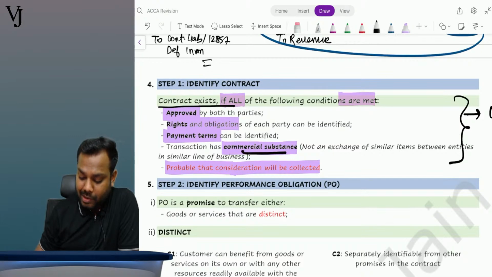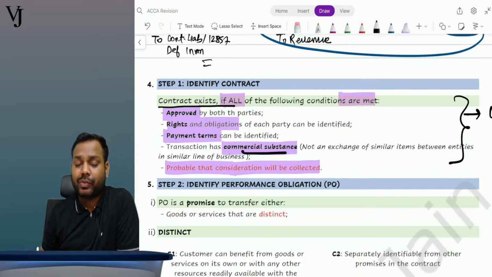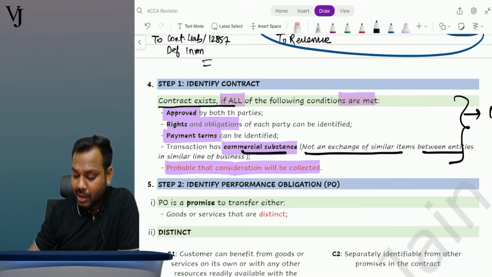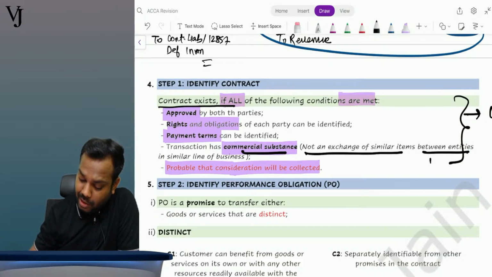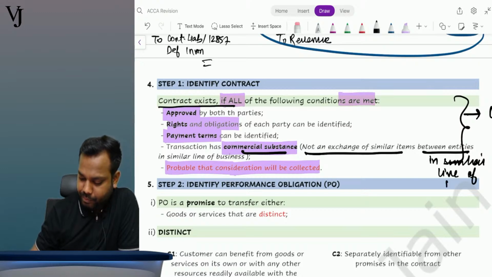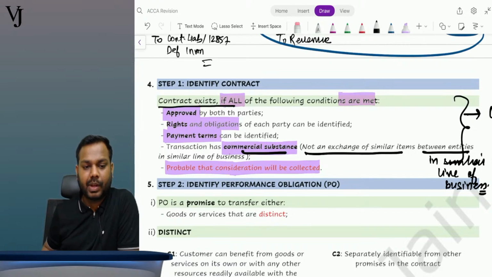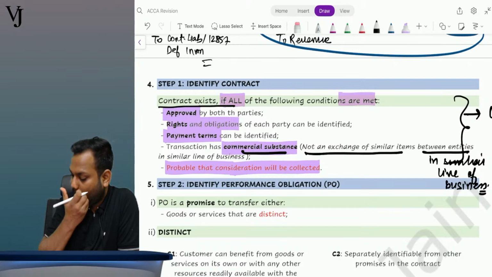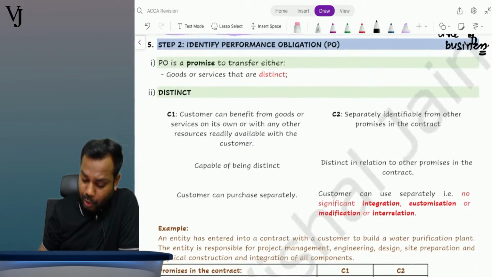Now, what is the meaning of commercial substance? Not an exchange of similar items between entities in a similar line of business. Okay, it got hidden. We can write between entities in similar line of business. Approved, rights, obligations, payment terms, commercial substance, payment probable to be collected. Very good, Monica. Now, moving on to step number 2.